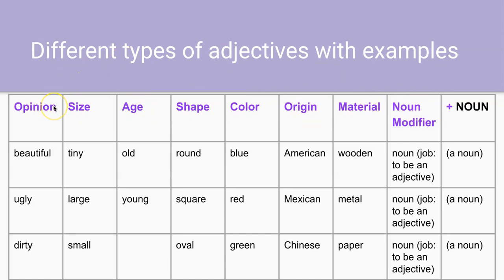If you have opinion, it goes first. If you have size, size comes after opinion, or size comes before age. I recommend you pause the video here to study these examples.